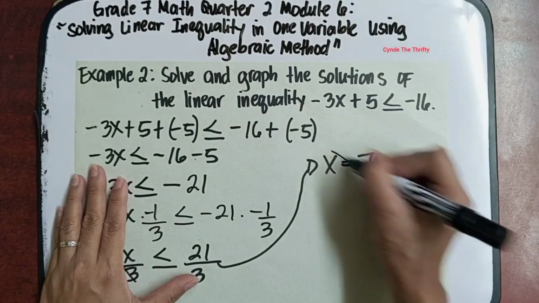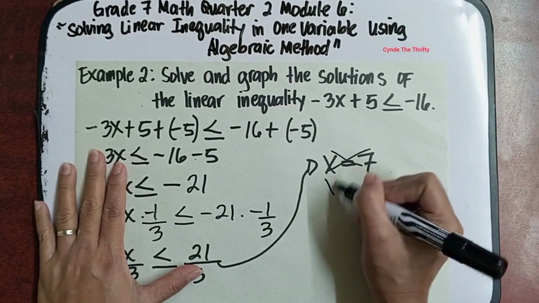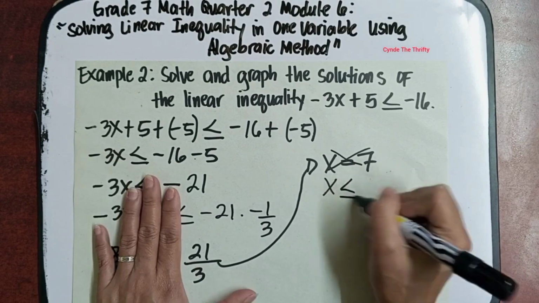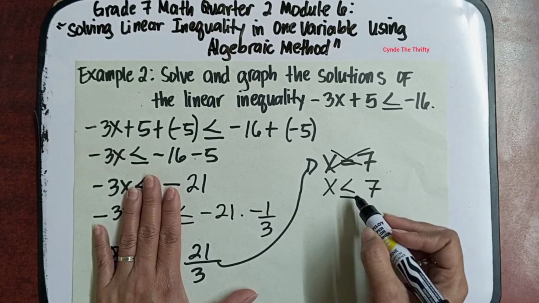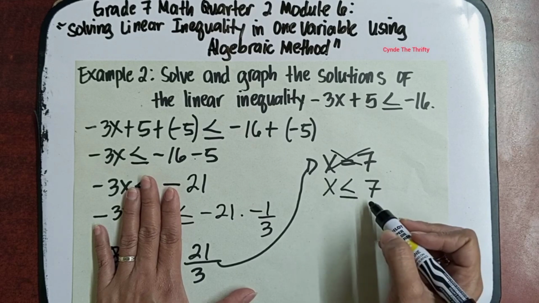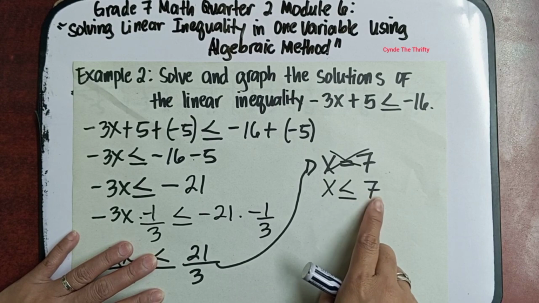Sorry, hindi pala equal ang sign natin dito. So, dapat less than or equal to. So, x is less than or equal to 7. So, ito na yung sagot natin. X is less than or equal to 7. So, ang sagot natin is x is less than or equal to positive 7.